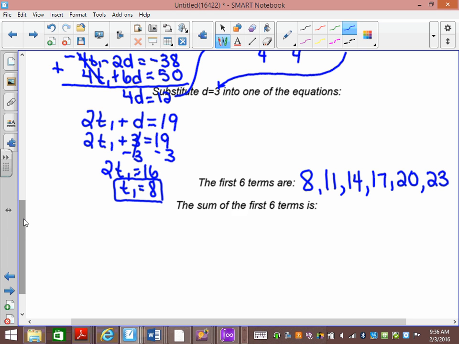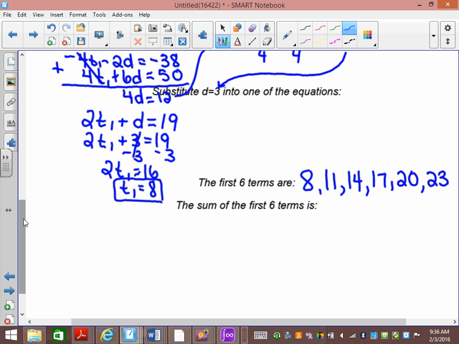Does this make sense? 8 plus 11 is 19. First two sum to 19. 8 plus 11 is 19, plus 14 plus 17 is 50. Makes sense, right? From what they said.